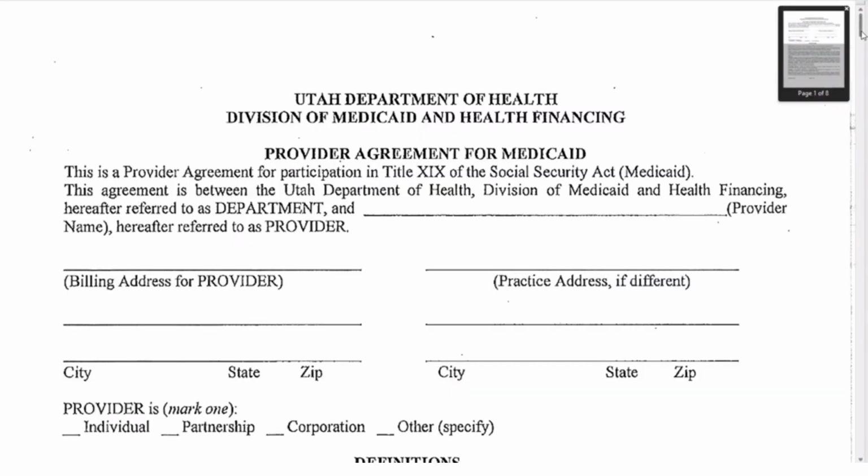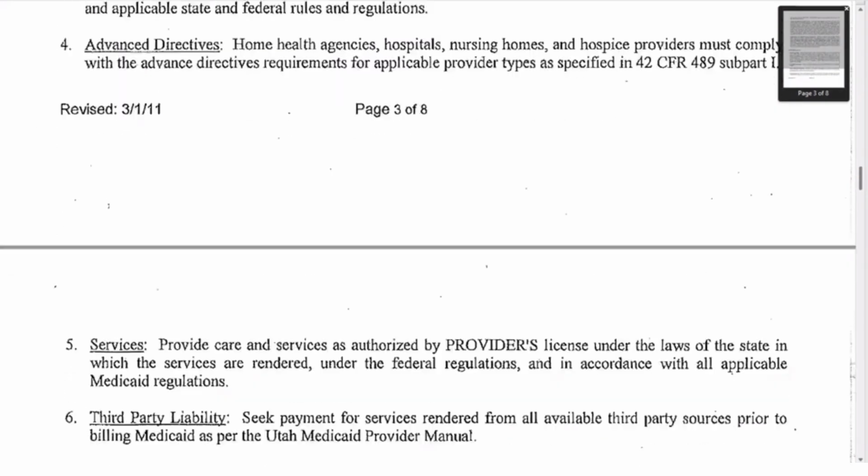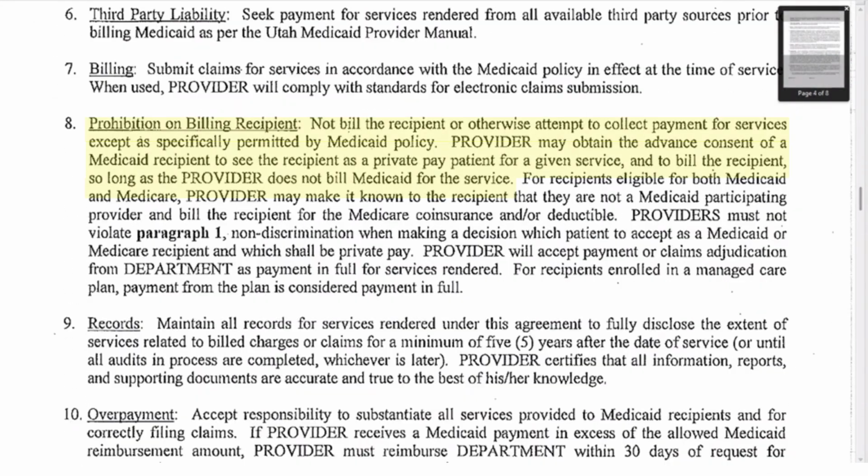In the Provider Agreement for Medicaid form, under the Provider Agrees to section, and in number 8, Prohibition on Billing Recipient, it says, Provider agrees to not bill the recipient or otherwise attempt to collect payment for services, except as specifically permitted by Medicaid policy. Provider may obtain the advance consent of a Medicaid recipient to see the recipient as a private pay patient for a given service, and to bill the recipient, so long as the provider does not bill Medicaid for the service.